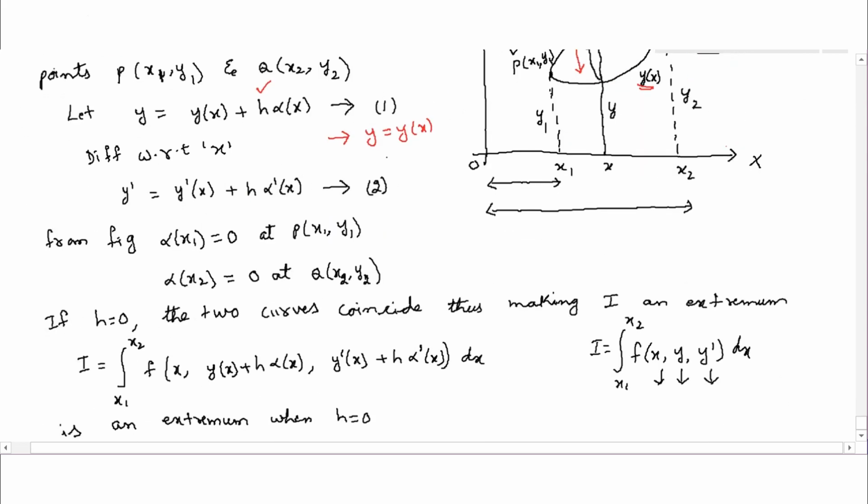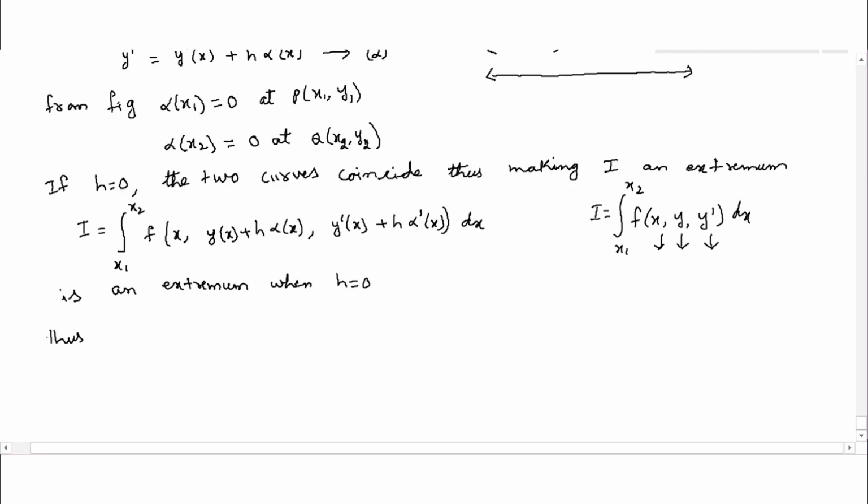Therefore, if I try to rewrite that one, the condition for an extremum is that dI by dh should be equal to 0 when the value of h is equal to 0. Here I am treating the value of I as a function of h. If that is the case, I need to differentiate the above equation. So let us try to differentiate this with respect to h.